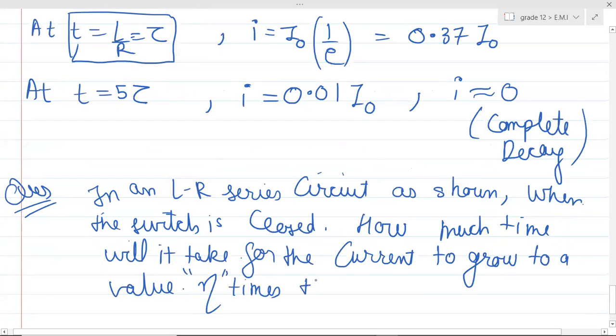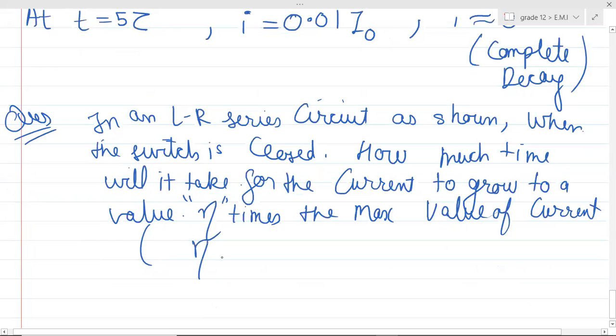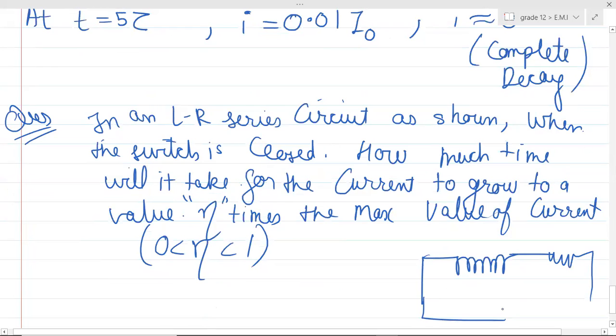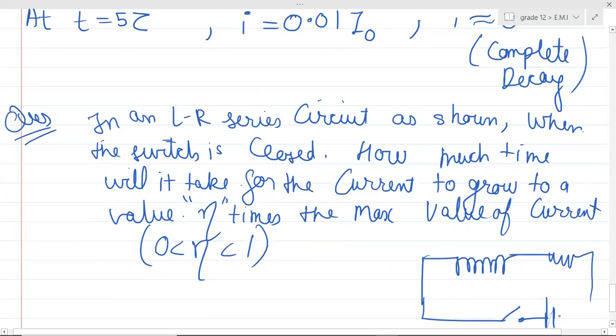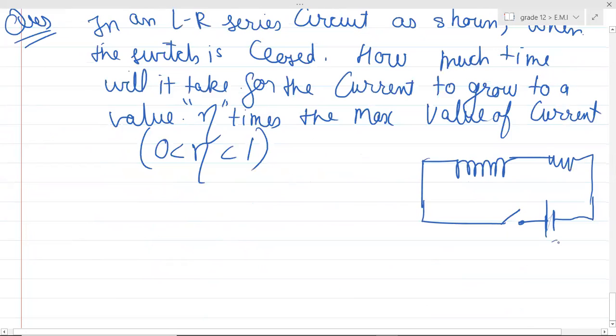Eta times the maximum value of current, where eta is a fraction. Eta lies between 0 and 1. So this is your series circuit, and you need to find the time in which the current will become eta times. This is the switch and this is the battery. For the current to grow, the battery should be there. This is E, this is R, this is L, and this is the switch which is closed at t equals 0.